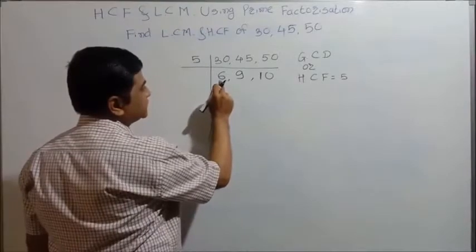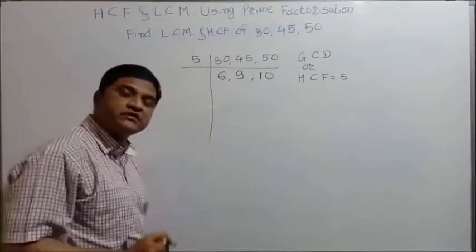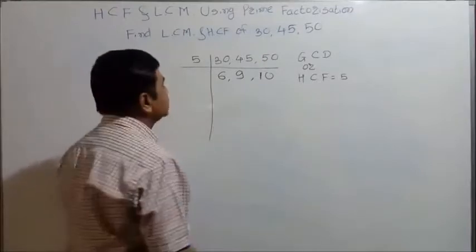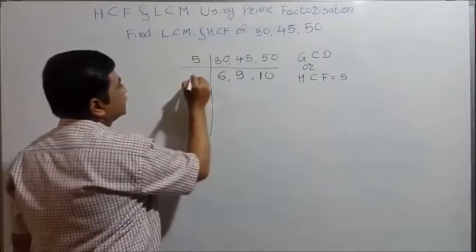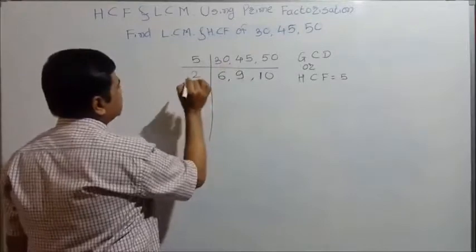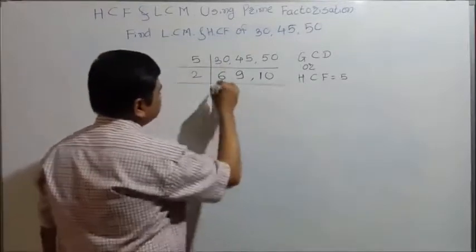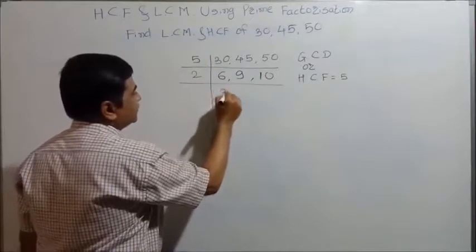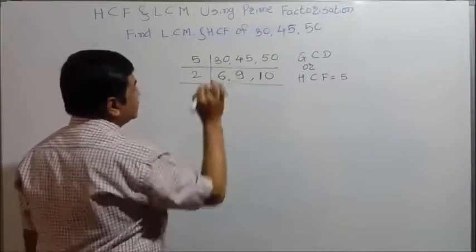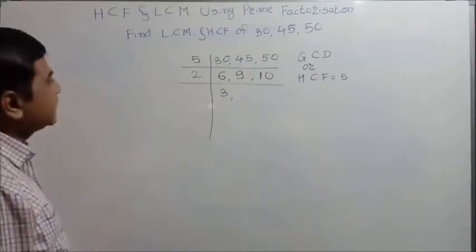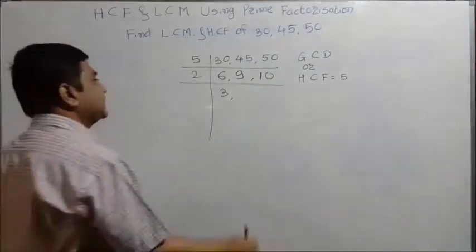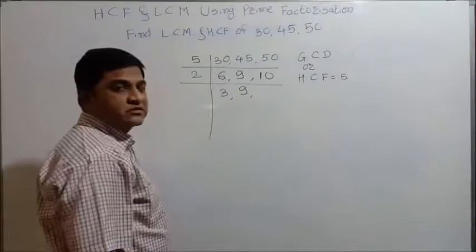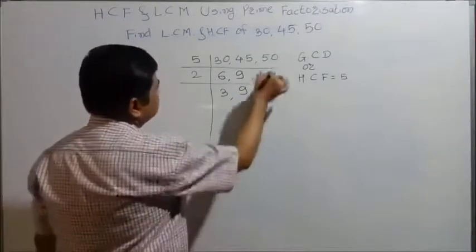No. So we stop here, because we have got the common divisor for 30, 45 and 50, and that is the highest common divisor or greatest common divisor, GCD, or we can also call it the highest common factor, which is 5. Now what to do? I want to find the lowest common multiple, LCM, also. So for finding the LCM, we will not stop here. The division will not be stopped.